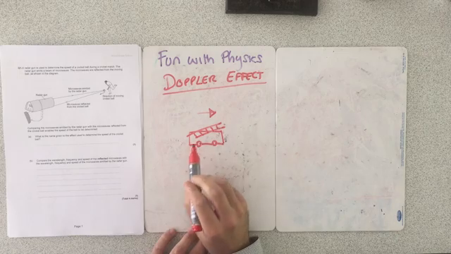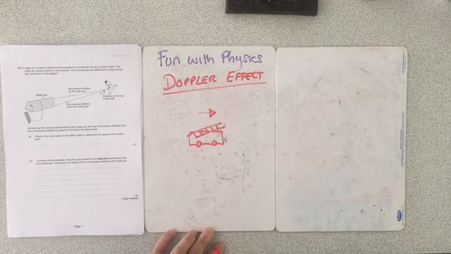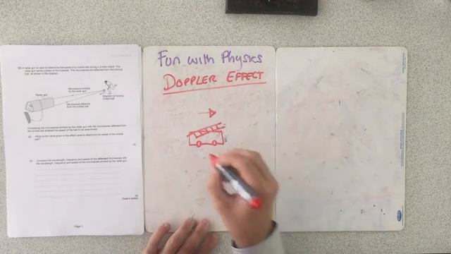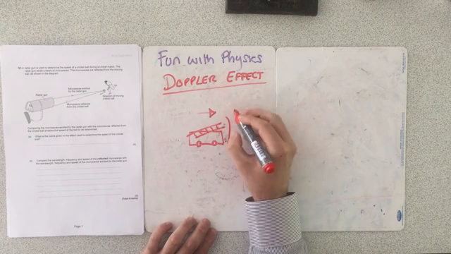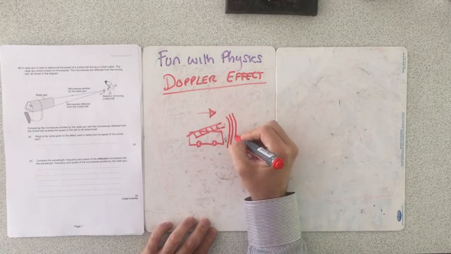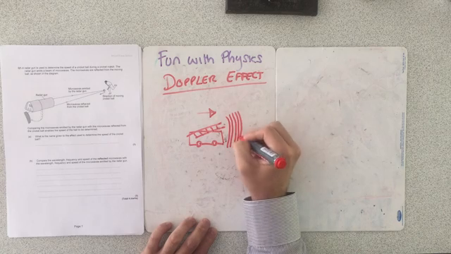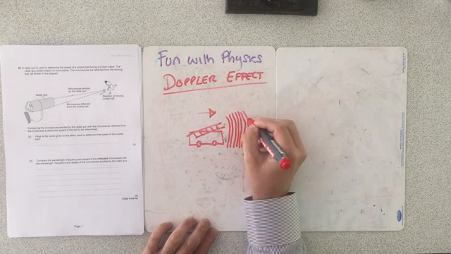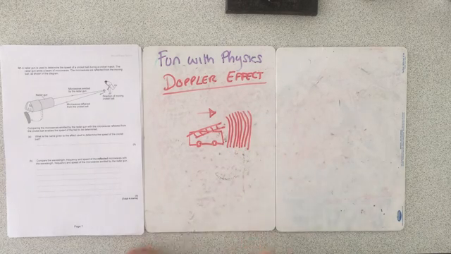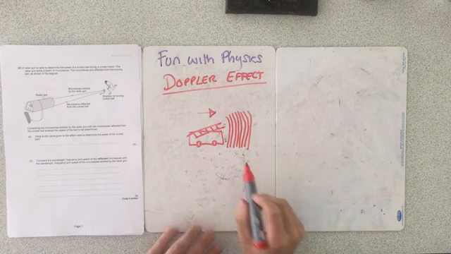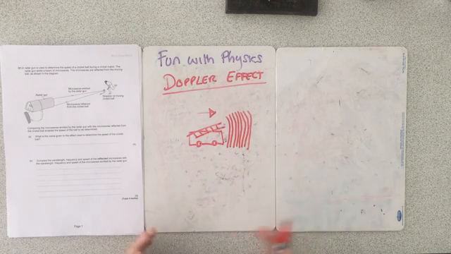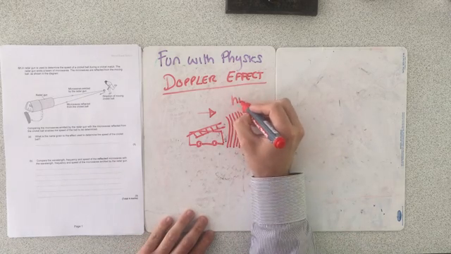If you've got a fire engine that's moving in this direction, what's happening to that sound? Well, coming out the front in the direction that it's moving, we find that the sound waves are squashed together. Now you should know the definition for frequency, which is the amount of waves that pass a point in 1 second. So if you've got lots of waves squashed together, you've got a higher frequency.